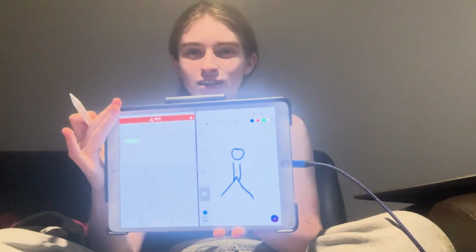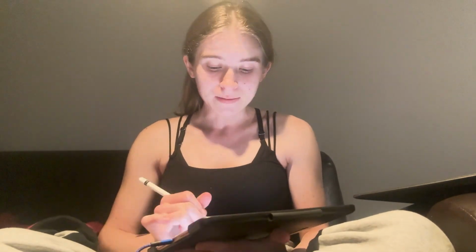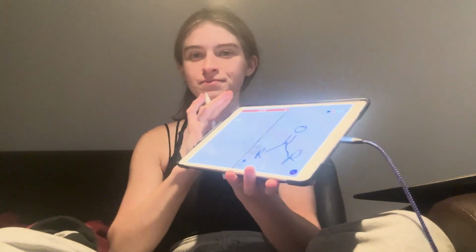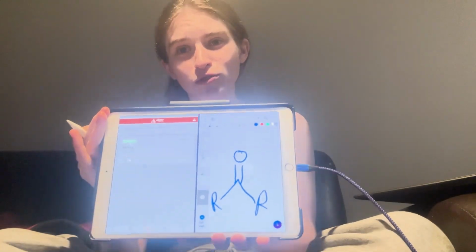The line structure of a ketone, which now it looks like a person. But here, that's better. It's also backwards for everyone. Fantastic.